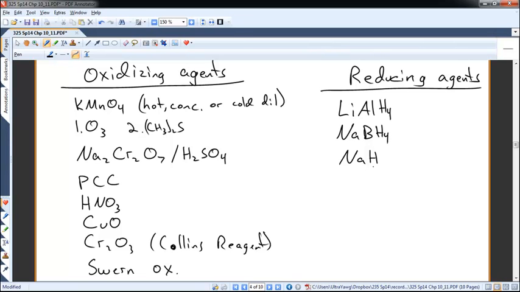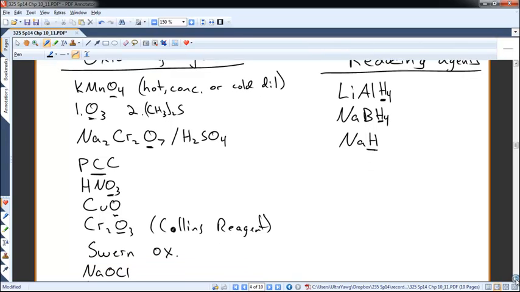And here's a hint, right? If you're reducing, you're adding hydrogens, they have to come from somewhere. Oh look, they come from your reducing agent. If you're oxidizing, you're likely to be adding oxygen, although technically you don't have to. You can oxidize without adding oxygen. Where do those oxygens come from? They have to come from somewhere, right? So the oxidizing agents have oxygens, not always, but in general, and the reducing agents have hydrogens, not always, but in general. So that's a good rule of thumb.